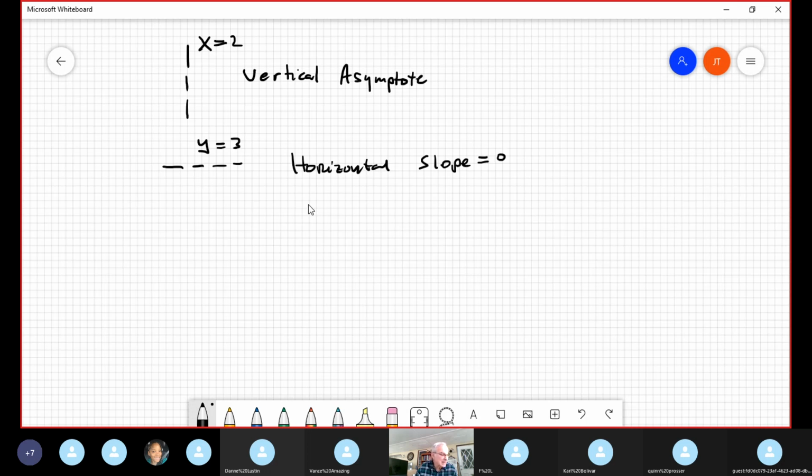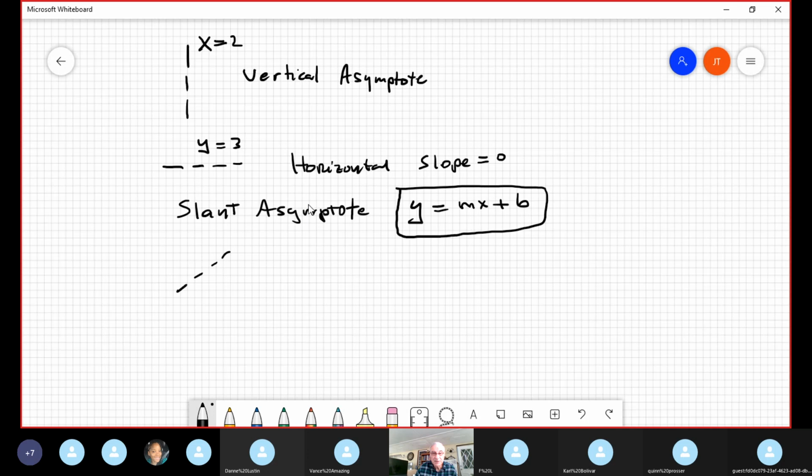And slant asymptote is a typical line like that. Maybe a positive slope, y equals mx plus b. Okay, this is a line. Now we need to discover a slant asymptote.